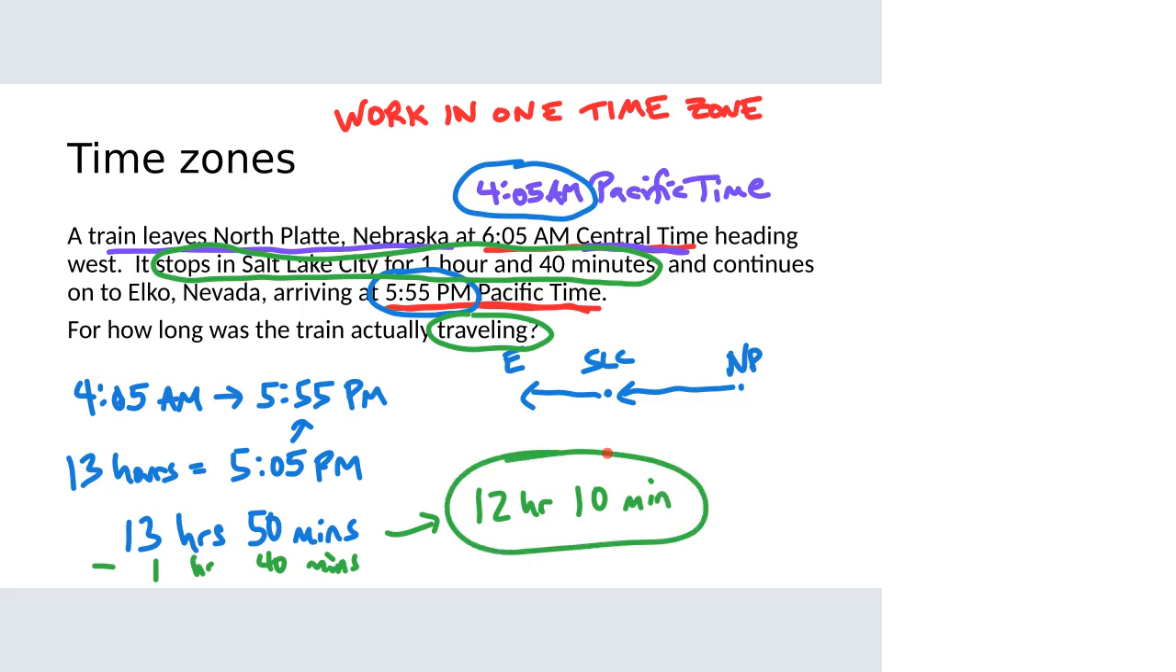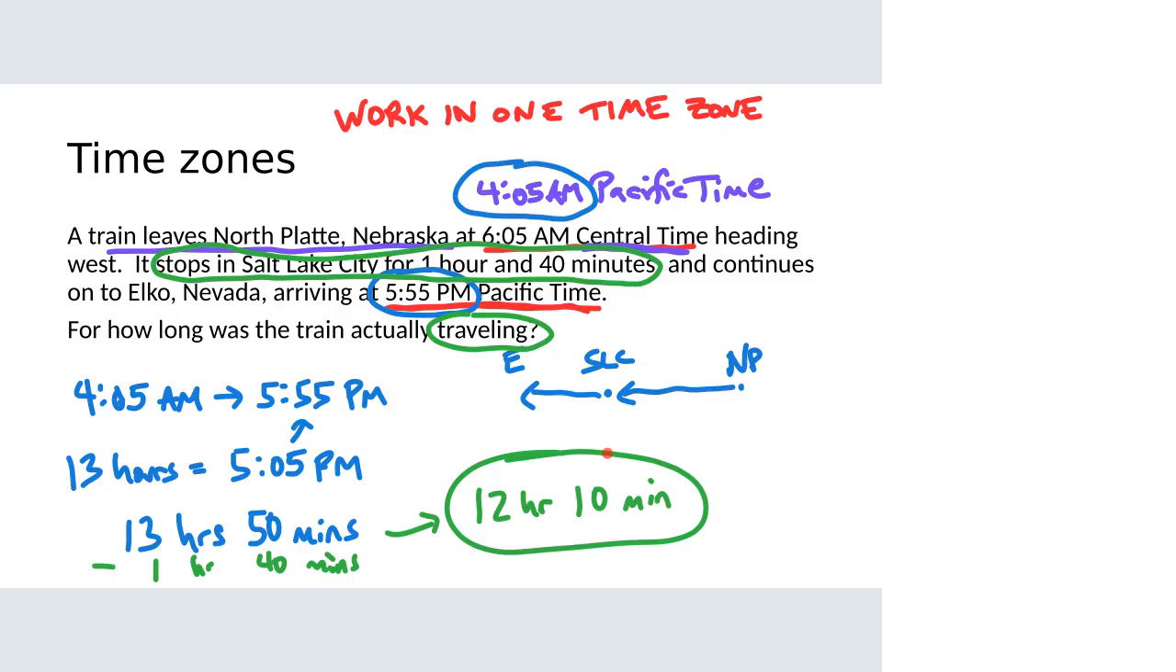I think these questions are kind of cool. I like the opportunity to count on my fingers. And if you wanted to do this all in Central time, you could. The train would just arrive in Elko at 7:55 Central time. And then you'd count your time the same way.